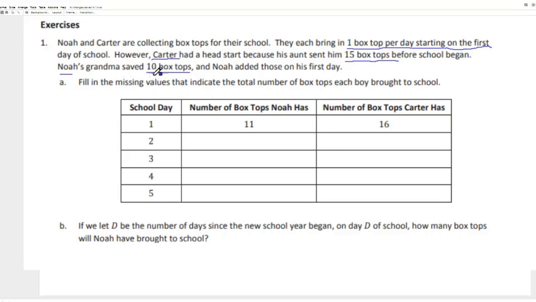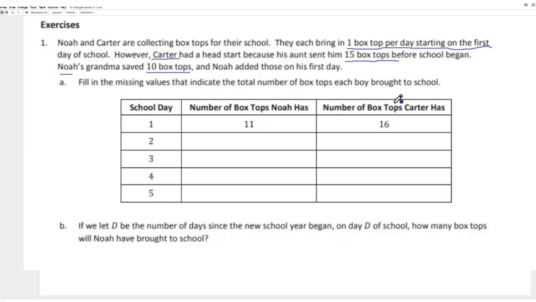Now it says fill out the missing values that indicate the total number of box tops each boy brought to school. So here, this column is the number of school days: day 1, day 2, day 3, day 4, and day 5. Here is the number of box tops Noah has, and the number of box tops Carter has. Noah on day 1 has 11. Some people might wonder how he got 11. Well, he started with 10. On day 1, he brought 1 more, so there's 11.